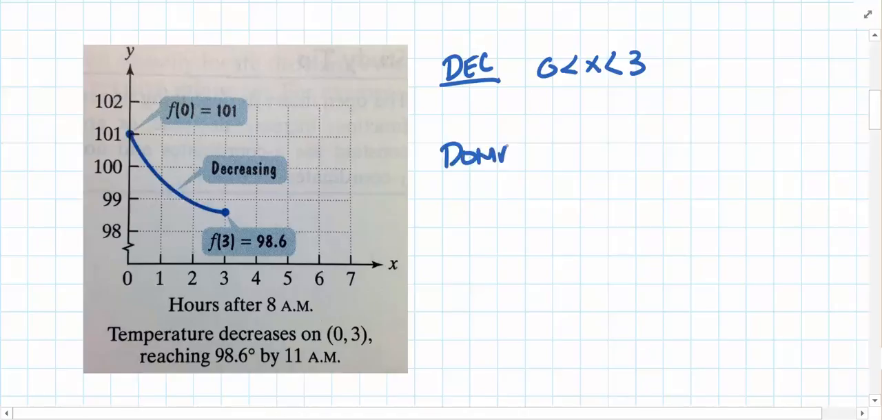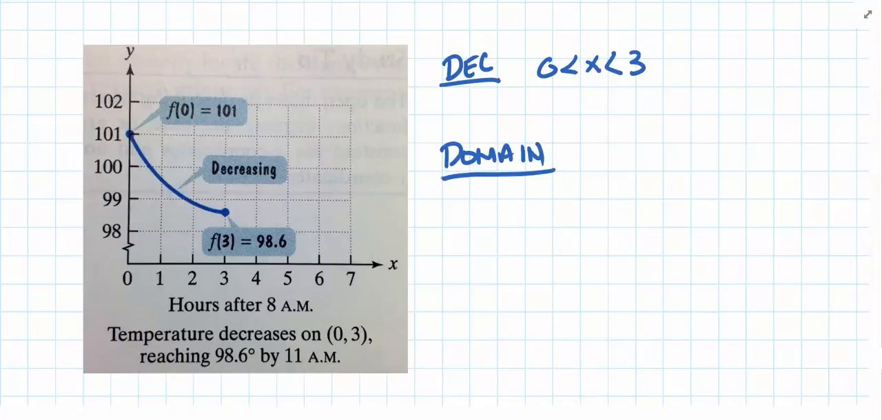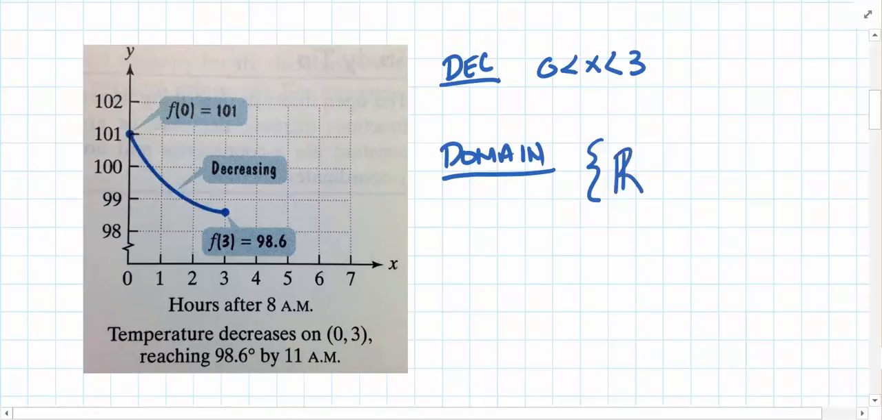So the domain is all the x values, right? So what would the domain be in this particular case? I'm going to show you a way to write it. That's called set notation. Who knows what this symbol means? All real numbers. So the domain will be all real numbers x such that, the little bar means such that, 0 is less than x is less than 3.